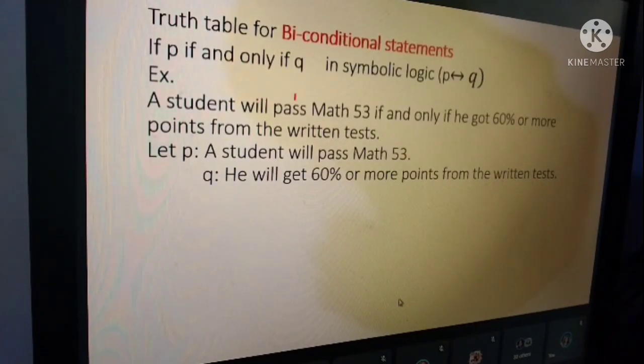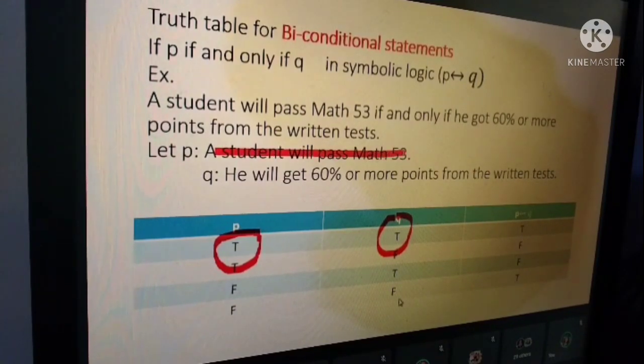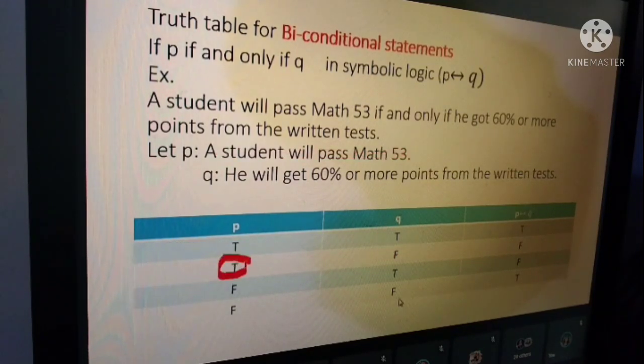Biconditional naman tayo. Pag biconditional, P if and only if Q. So, same problem. Halimbawa ito, kung totoo na nakakuha ka ng 60% sa test mo, tapos pumasa ka sa Math 53, totoo din. So, ibig sabihin, P if and only if Q. So, ang P natin is a student passed Math 53, if and only if he will get 60% or more points from the written test. So, kapag true, a student will pass Math 53, tapos he will get 60% or more, tapos hindi nangyari. So, false yun. Ibig sabihin yung decision making natin, true, false.